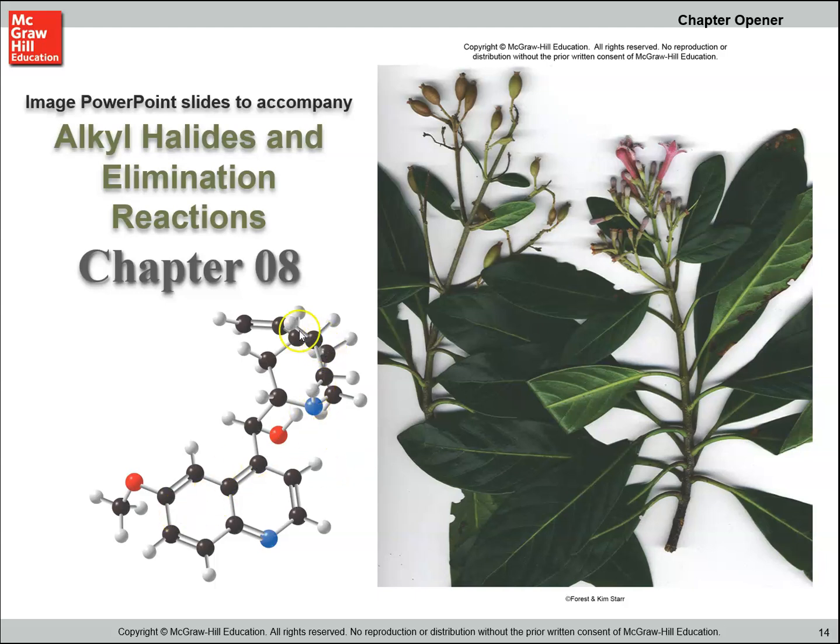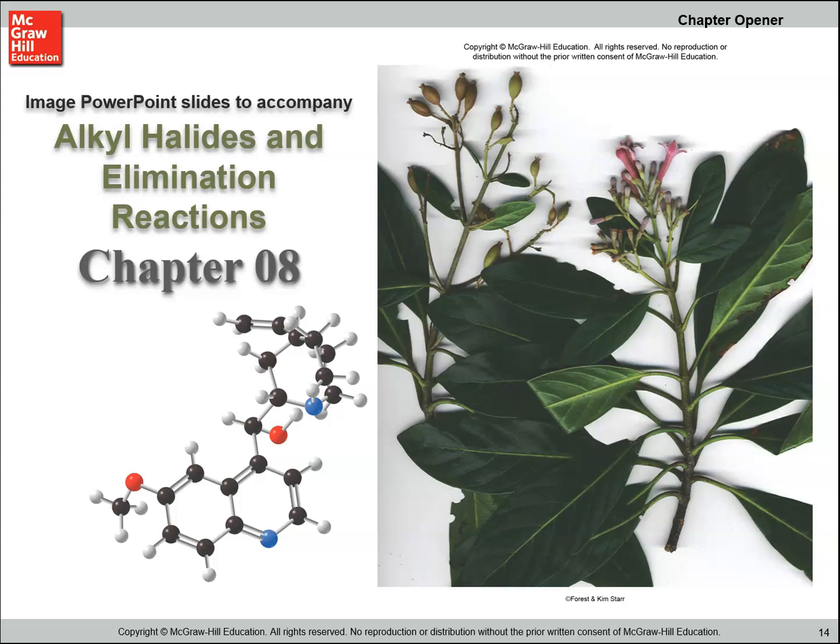This compound here is quinine. It was one of those things where the synthesis of this began the modern-day organic synthesis of different compounds. This is a natural product from the bark of the cinchona tree in the Andes Mountains, and it's a fever reducer, and it also was a treatment for malaria.